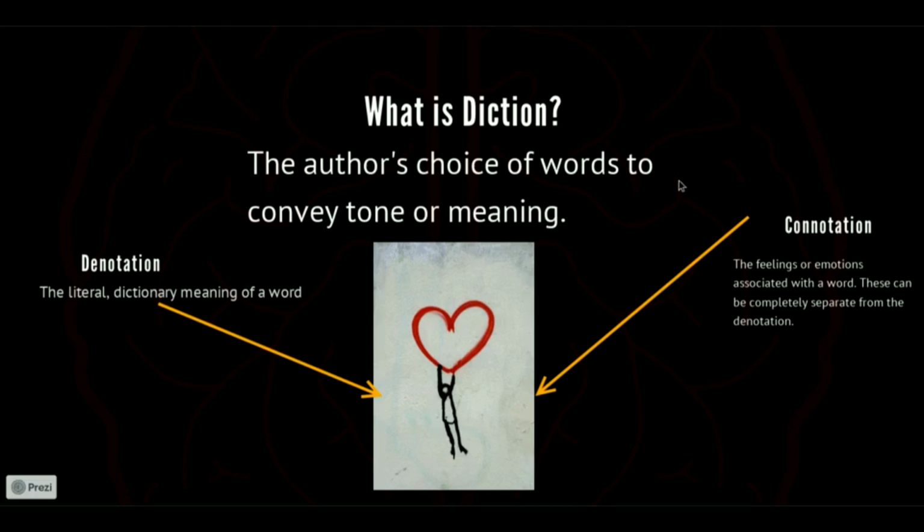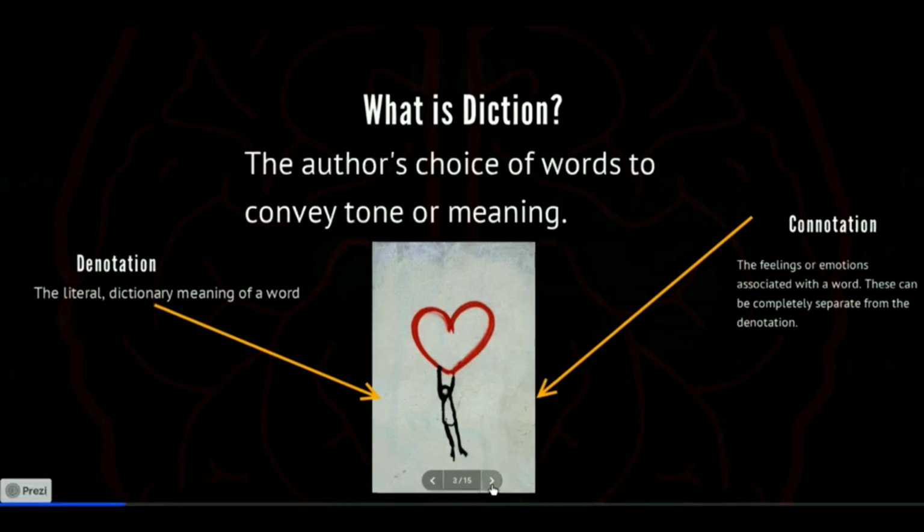So I've used the example here in the middle of the screen of a heart to give an example that we're going to talk about on the next page. So the word heart can be divided into two meanings based on its denotation and its connotation. So let's take a look at what they are.